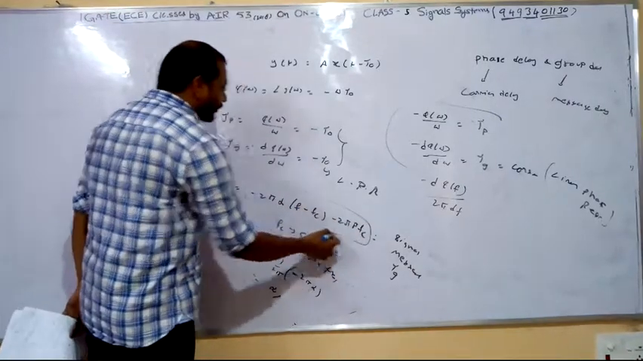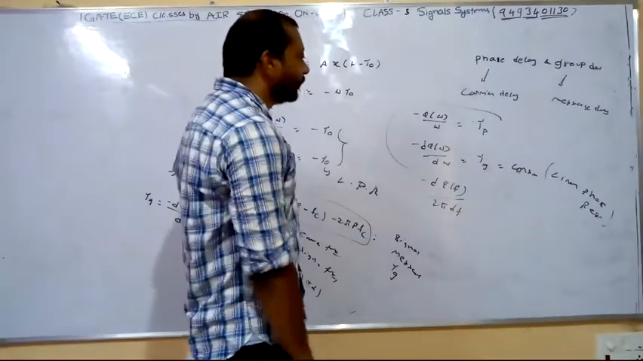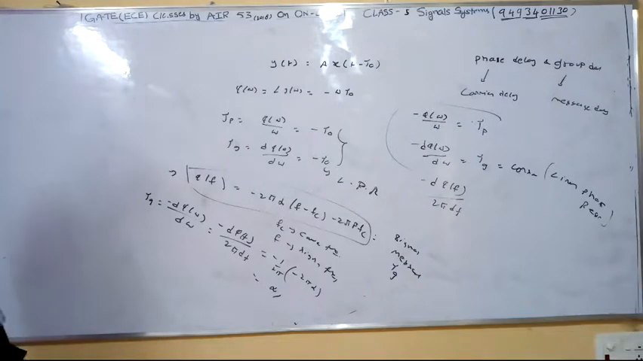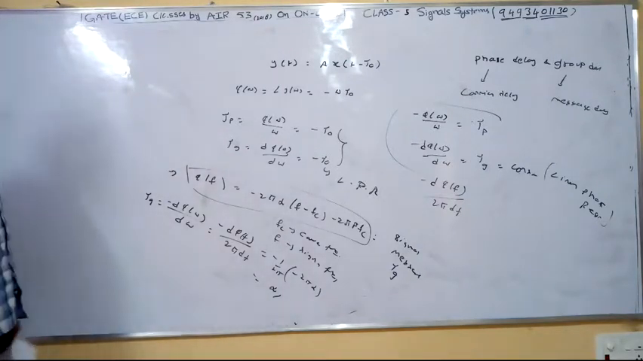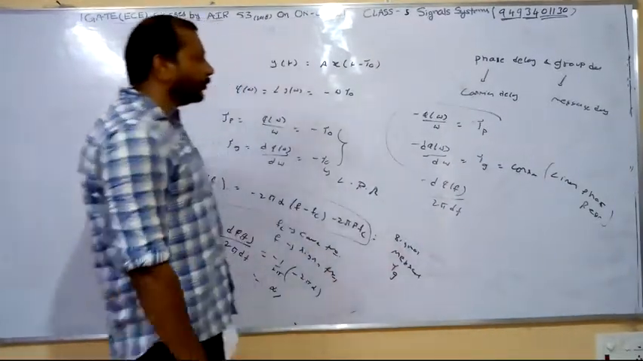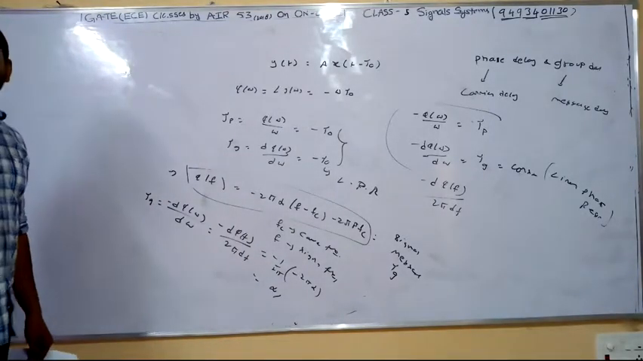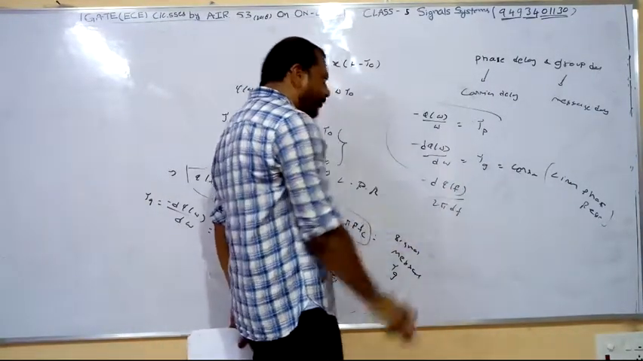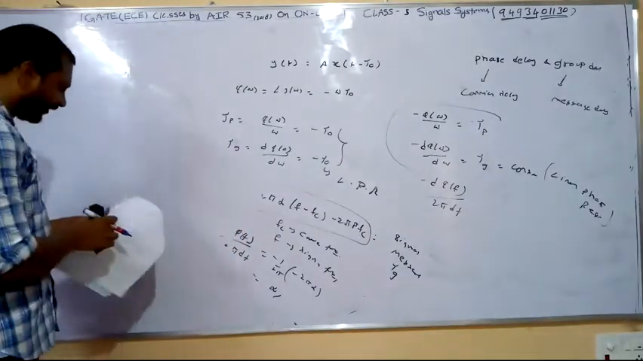This is not a big matter. Formulas are important: phase delay and group delay. Phase delay or carrier delay, group delay or message delay. The condition is that group delay is constant, and the corresponding system has a linear phase response. With respect to f, you have to consider this 2 pi also. Don't write only minus d phi of f divided by df, because phi of omega can be written in terms of f, where omega becomes 2 pi f and d omega equals 2 pi df.